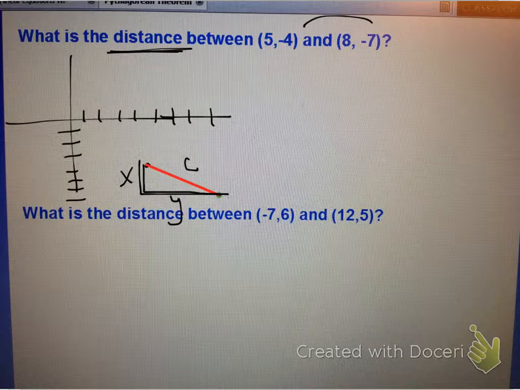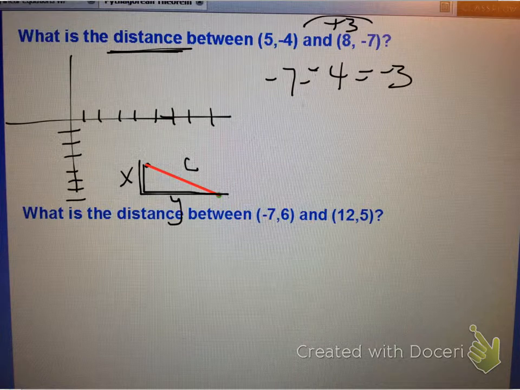I can ask myself how far it is from negative 7 to negative 4, which would be that I would add 3, okay? Or we could say negative 7 minus negative 4, and we would get negative 3. And then we could say how far is it from 8 to 5, and that's down 3, or we could say 8 minus 5, which is 3.